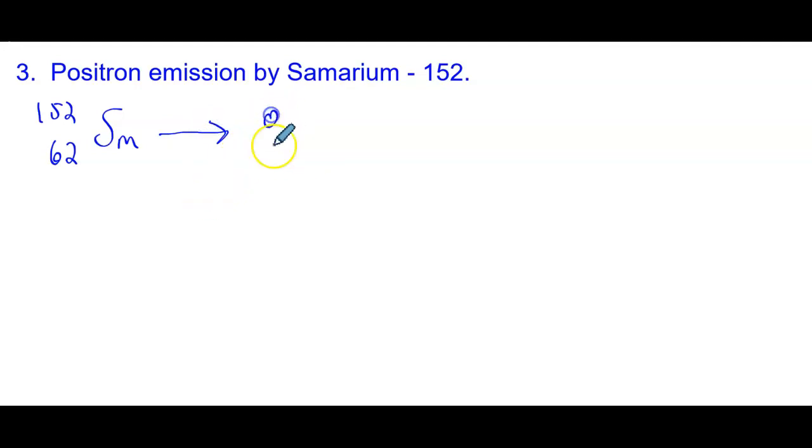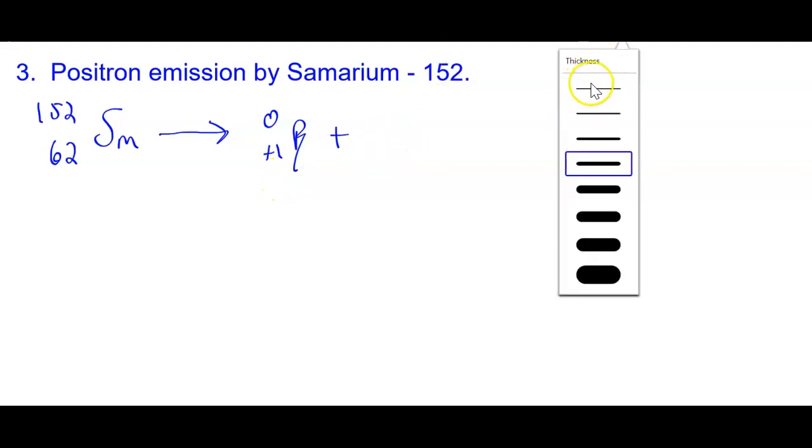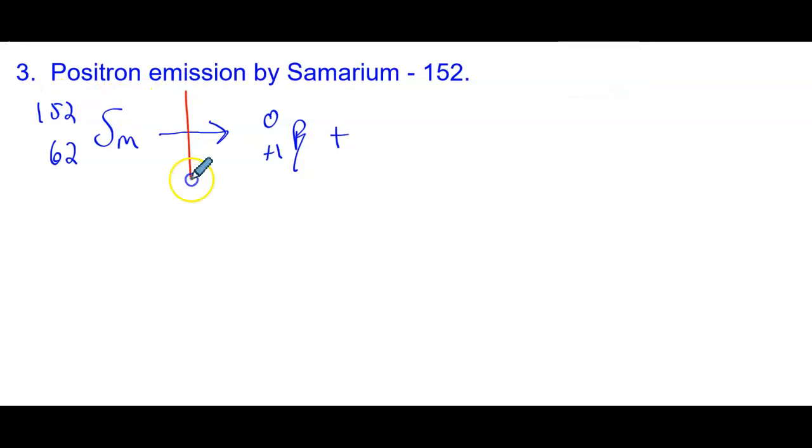So we're going to have 0 plus 1 beta. You don't have to write the +1. I do that just to enforce on my brain that I know it's positive. I'm going to think about what my totals are on each side of the arrow. So I split it. I have 152 and 62, and I have 0 and 1.